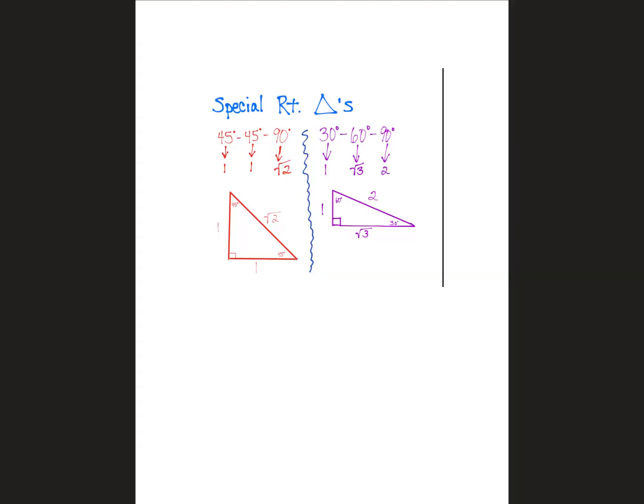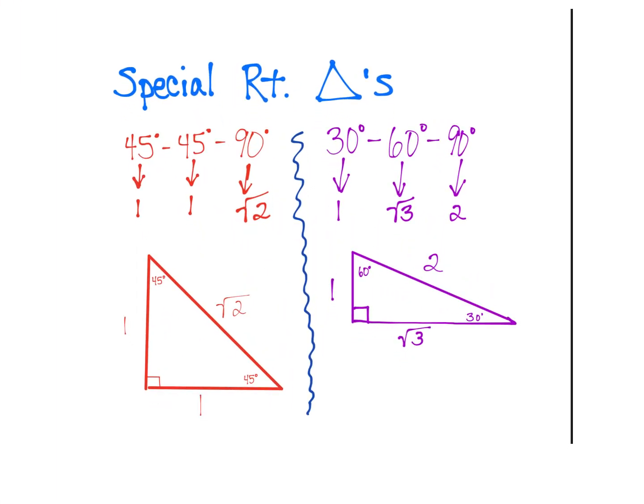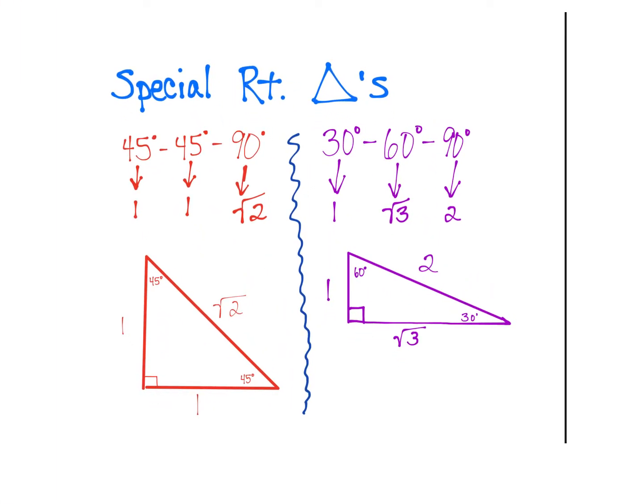I added this slide in here so you can remember that across from both of the 45s, your legs are the same length. Whatever's across from the hypotenuse is that leg length times root 2. Across from the 30 is the leg length. Across from the 60 is the leg length times root 3. And across from the hypotenuse is 2 for a 30, 60, 90.